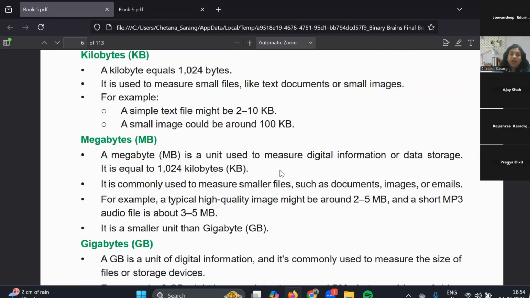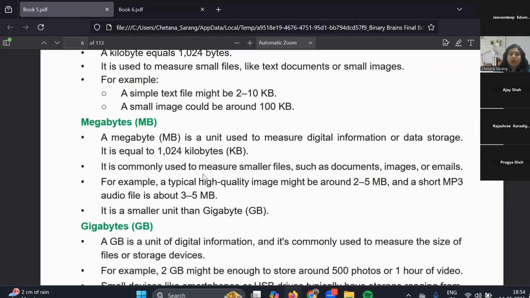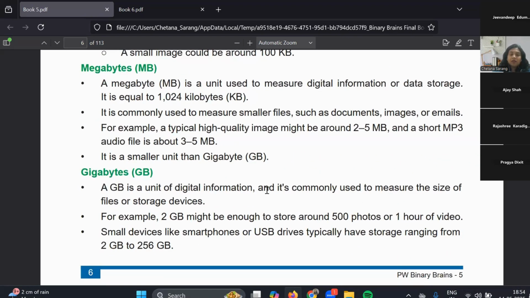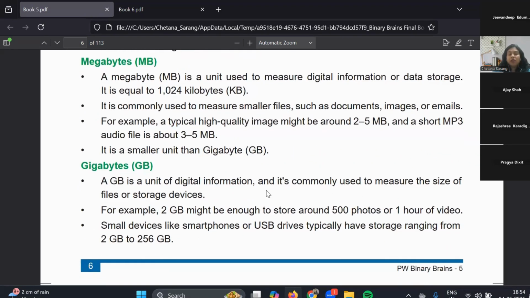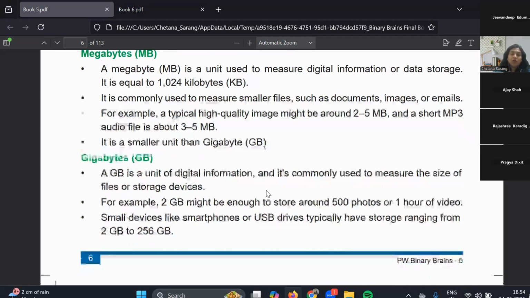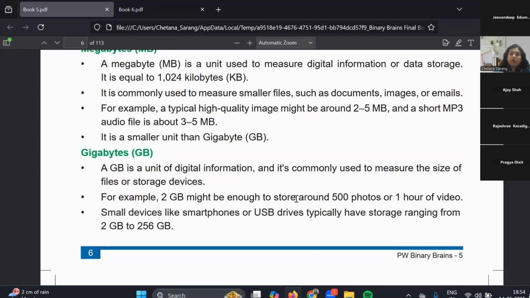So 1024 kilobytes will become 1 megabyte, MB. For example, high quality, high definition images come in MBs. Gigabytes: movies usually range from 2 GB to anywhere around 10 GB based on the quality, the resolution. 2 GB might be enough to store around 500 photos. So we have given examples.